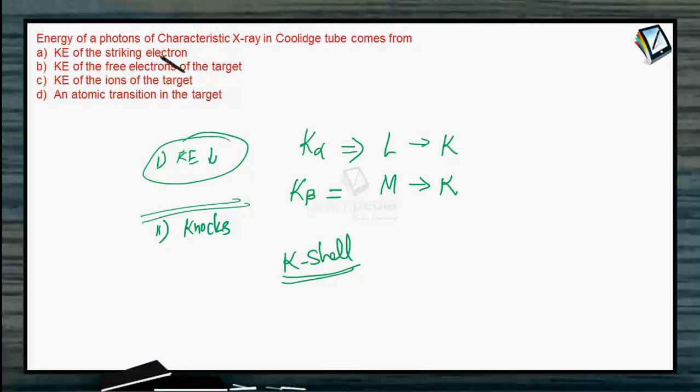So we have understood by now that the energy of the photons of characteristic X-ray in the Coolidge tube comes from the atomic transition in the target. It means when electrons transit from a higher energy level to a lower energy level, where a vacancy is created by these highly moving electrons which are used to produce the X-rays. To fill that vacancy, higher energy orbit electrons are shifted to this level, so the difference amount of energy is lost. That energy corresponds to the energy of the photon of the characteristic X-ray. So atomic transition is responsible for this.